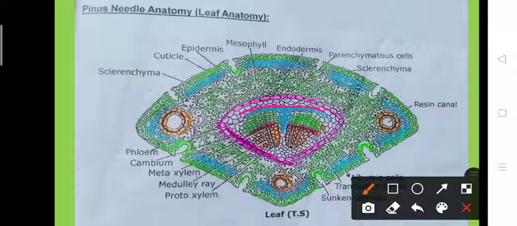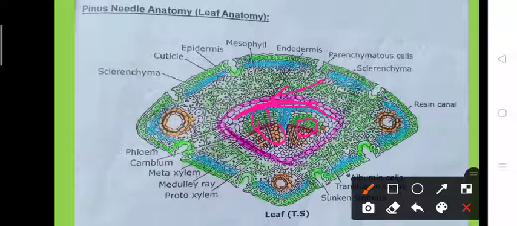This is the transfusion tissue. This transfusion tissue is present in between the endodermis and vascular bundles. This transfusion tissue substitutes the function of lateral veins.